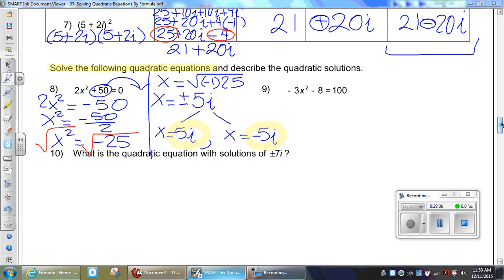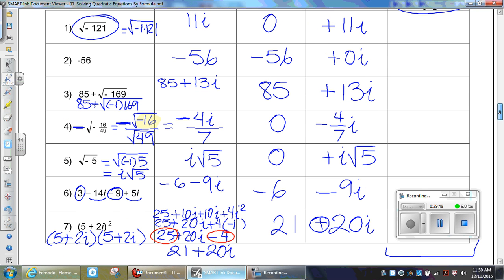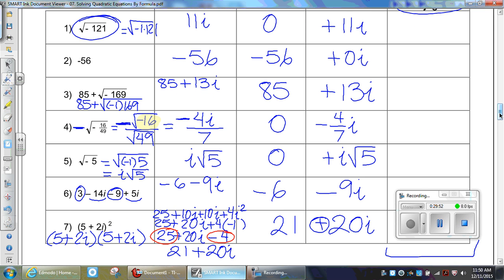Wait, miss, could you explain when you put the plus and minus sign? Anytime you're dealing with an unknown quantity, such as x, we use both, plus and minus. If we're just dealing with numbers like we did here, we only use the positive square root.